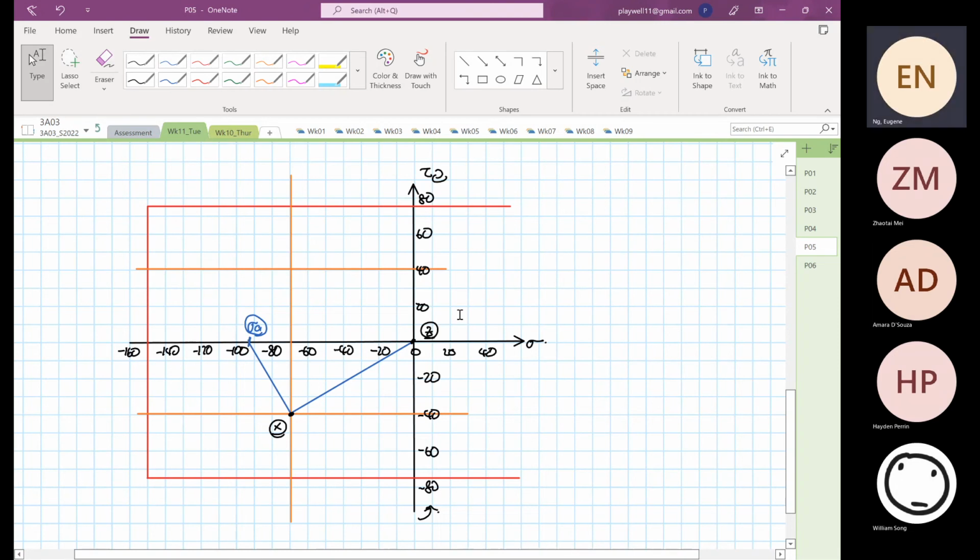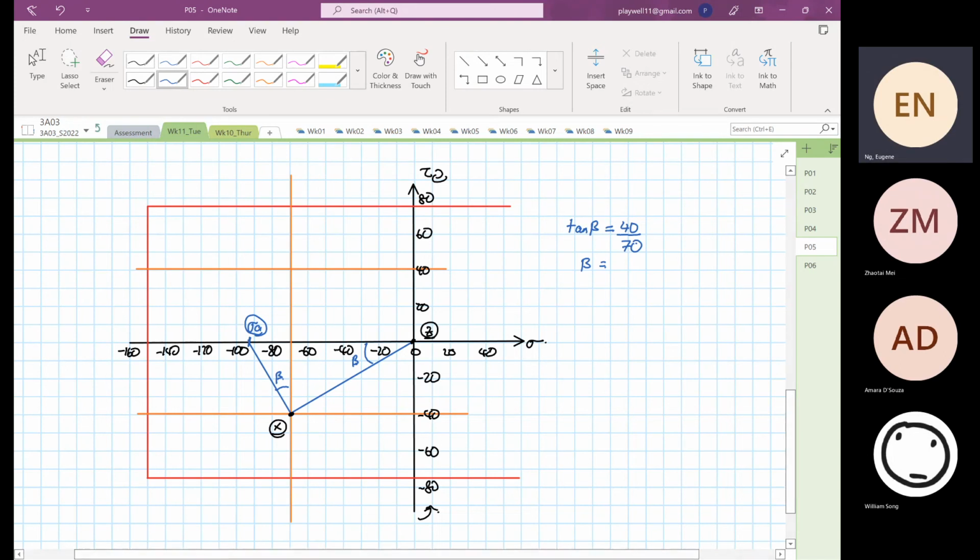Okay. So to calculate stress A, we know that this is beta. We are going to determine beta over here. Okay. So we know that tangent beta is equal to 40 divided by 70. Right. So beta is equal to inverse tangent of 40 divided by 70, which is 29.745 degrees. Now we want to calculate stress A. So stress at point A is equal to minus 70 minus 40 divided by tangent of 29.745.